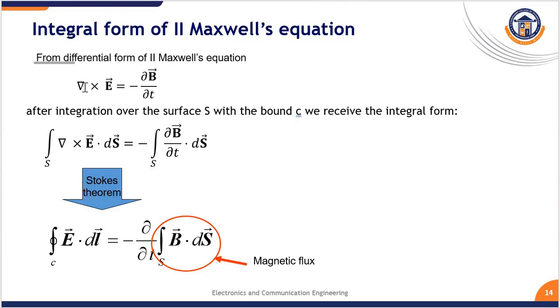From the differential form of the second Maxwell equation, del cross E vector equals minus dou B vector by dou t. After integration over the surface S with boundary C, we receive the integral form. So surface integral of del cross E vector dot dS vector equals minus surface integral of dou B vector by dou t dot dS vector. Applying Stokes theorem, the contour integral of E vector dot dl vector equals minus dou by dou t of the surface integral of B vector dot dS vector, where B vector dot dS vector is the magnetic flux.